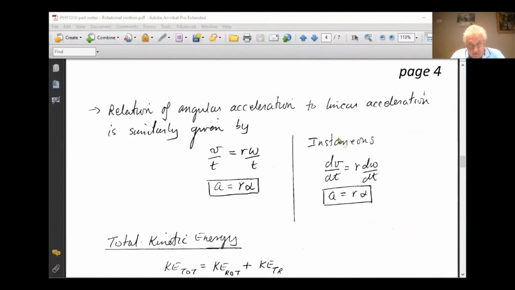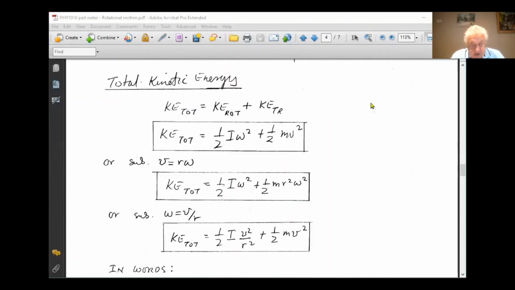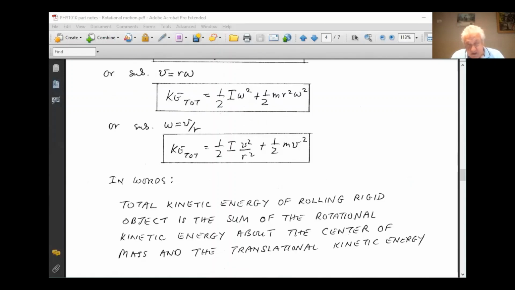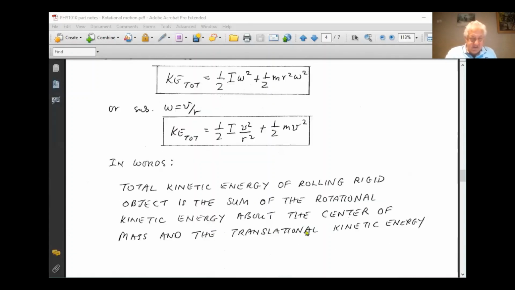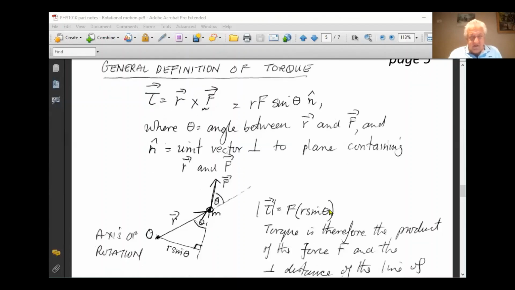This is what I did on the whiteboard for you, and these are the formulas written more neatly. And this is the total kinetic energy in words. Total kinetic energy of a rolling rigid object is the sum of the rotational kinetic energy about the center of mass and the translational kinetic energy. I've shortened my sentences a bit there. This is a general definition.